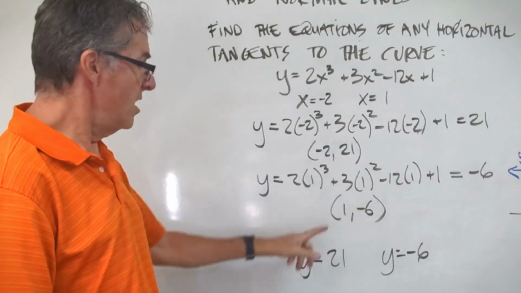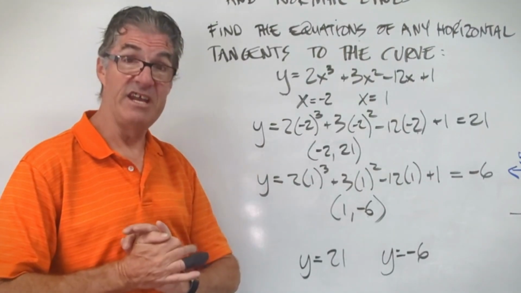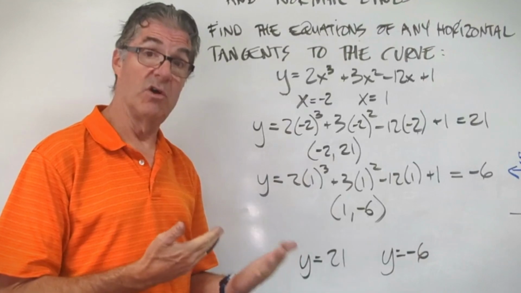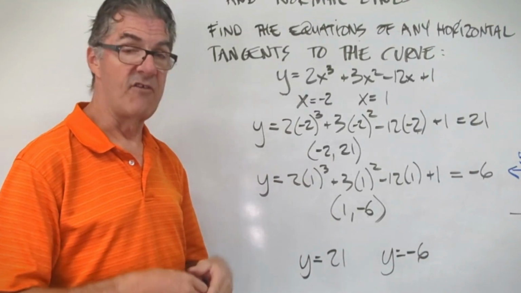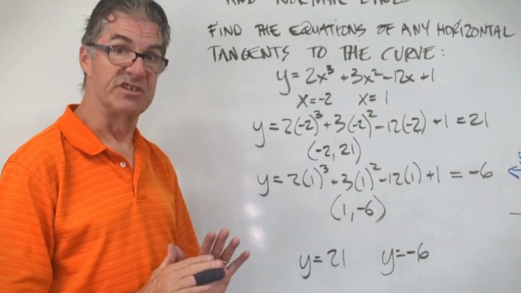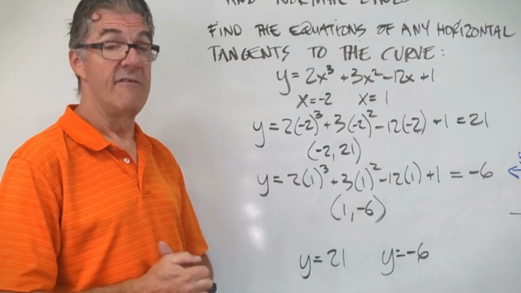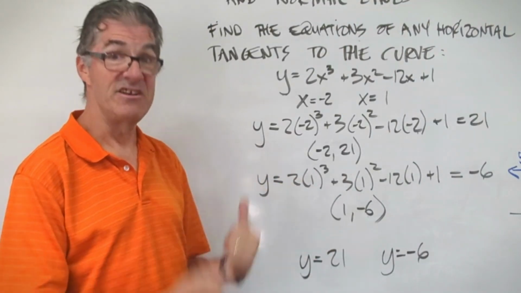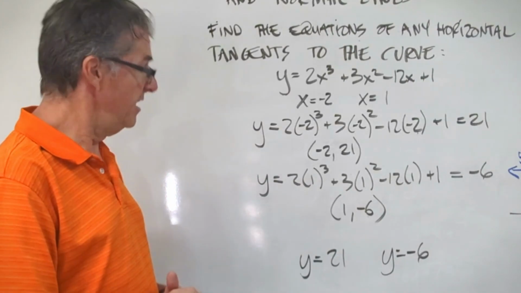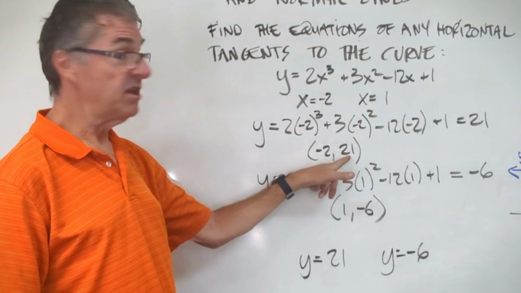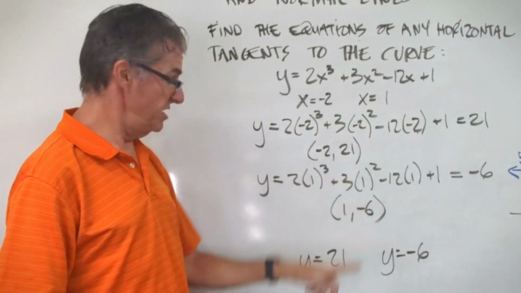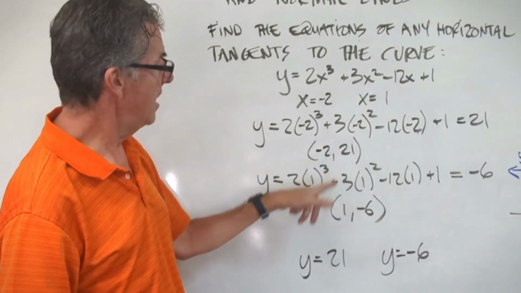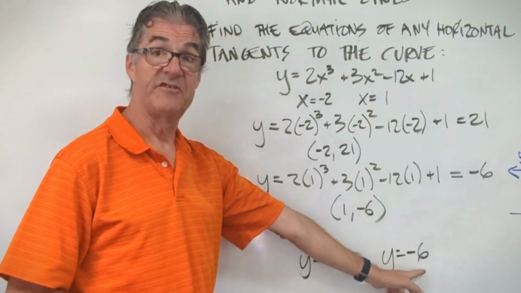So now, coming up with the line equation. Now remember, horizontal lines have a 0 slope. So the y-coordinate of a horizontal line never changes. So the form of a horizontal line equation is y equals something, that non-changing coordinate. And so for the horizontal line that goes through this point, the equation is just y equals 21, never changes. And then for this point here, it's y equals negative 6.